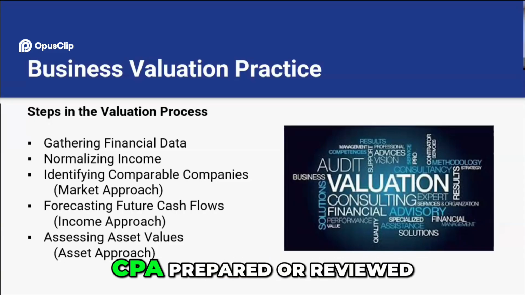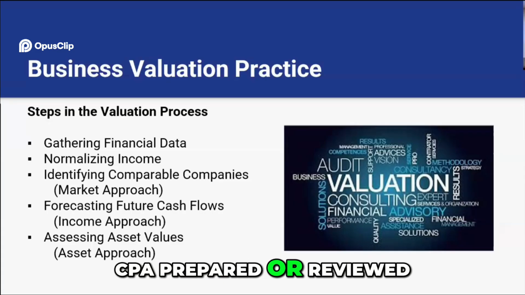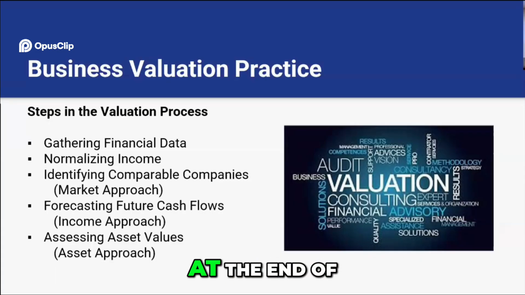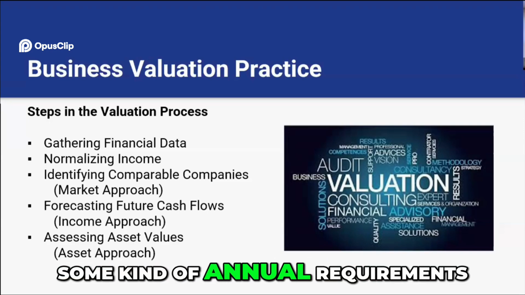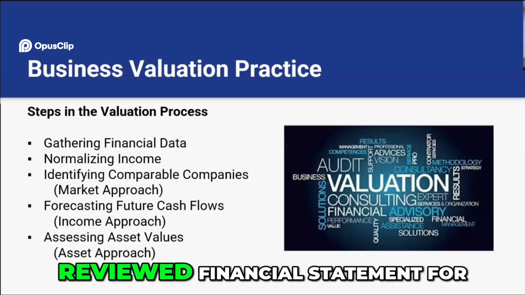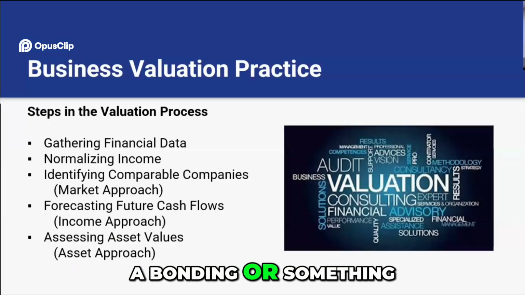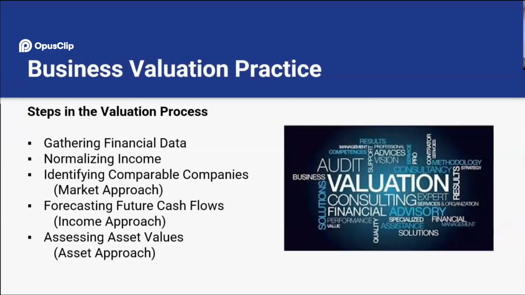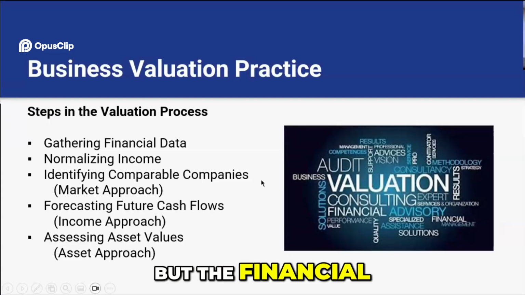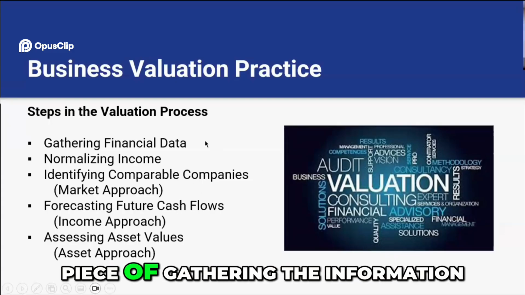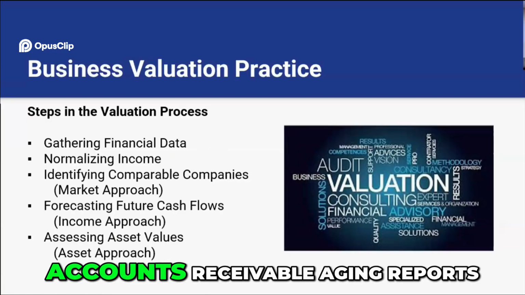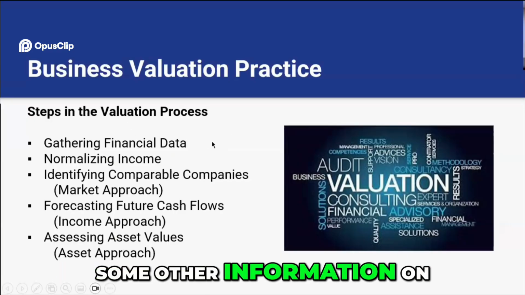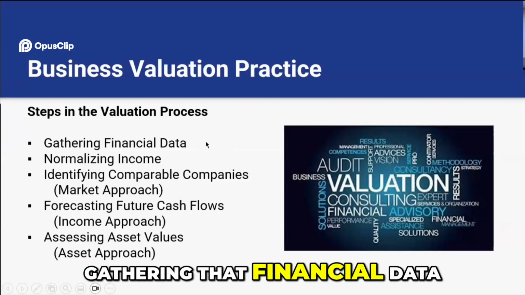If you have good CPA prepared or reviewed financial statements at the end of the year, annually or quarterly if you can do it quarterly. Most people tend to stick with some kind of annual requirements. They would do a reviewed financial statement for a bonding or something like that. But the financial statements are a key piece of gathering the information. So I get tax returns, financial statements, and I usually get accounts receivable aging reports, and some other information on the business, gathering that financial data.